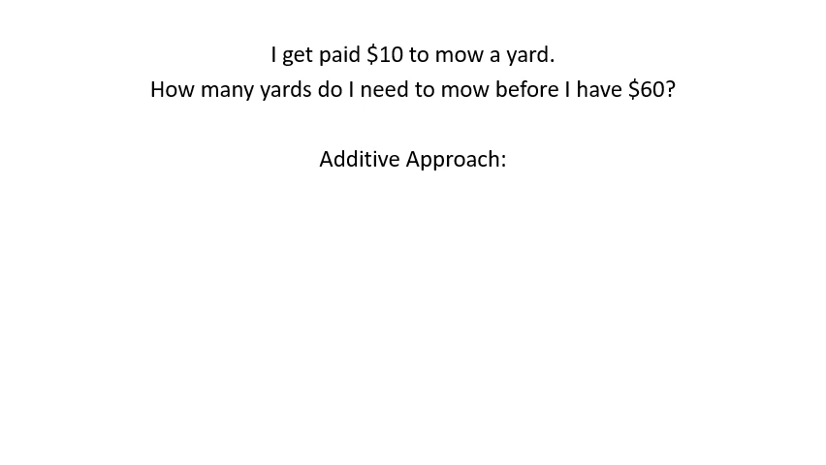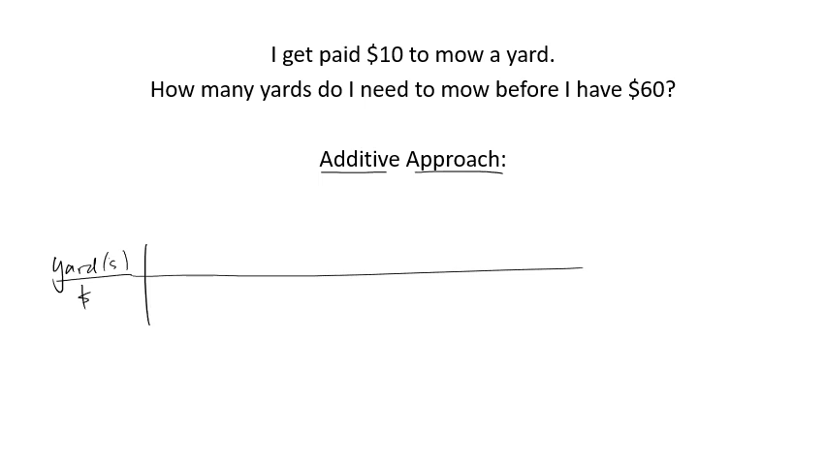So this first approach is called the additive approach, and we're going to make a ratio table. So we've got the number of yards that we've mowed, and then we have our money. For 1 yard, I know I get paid $10. Now the additive approach is exactly that. I'm just going to add: for my second yard, I get $20. My third yard, I get $30. And this is my money total. I'm not going to get $30 just for the third yard. Let's be clear about that.